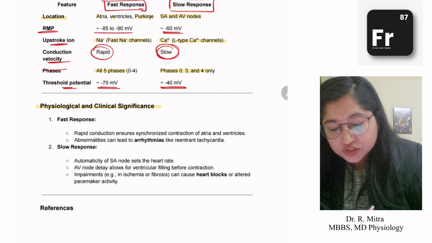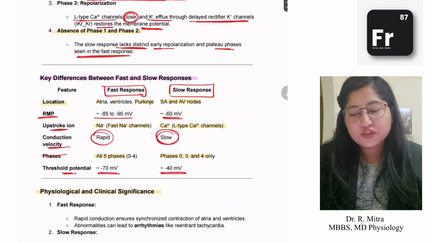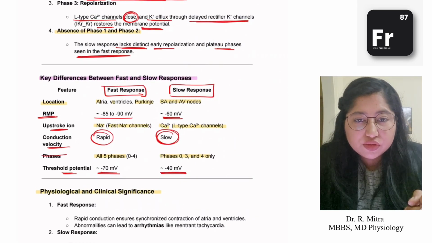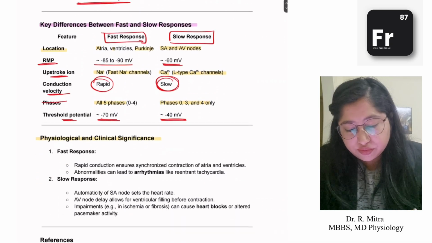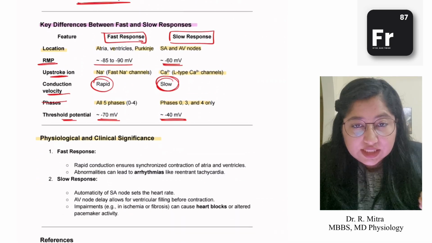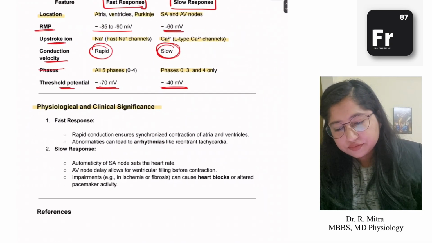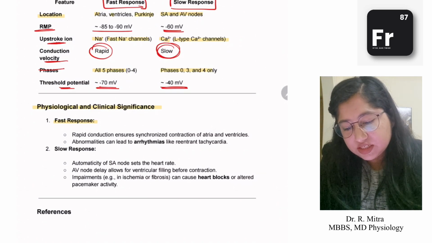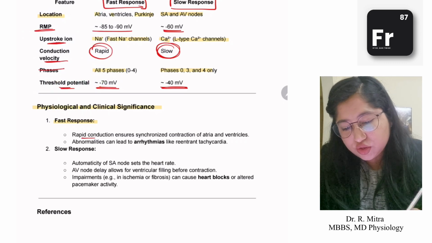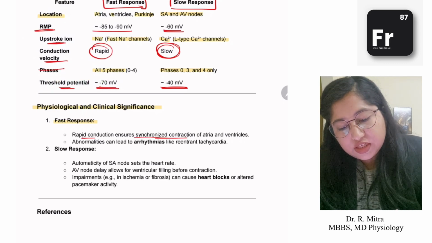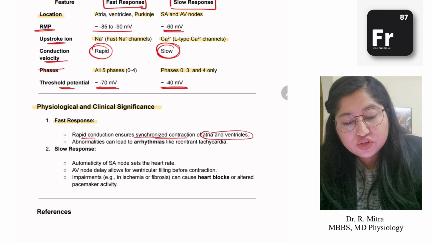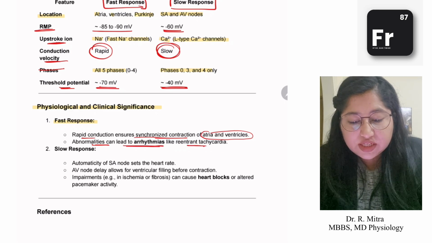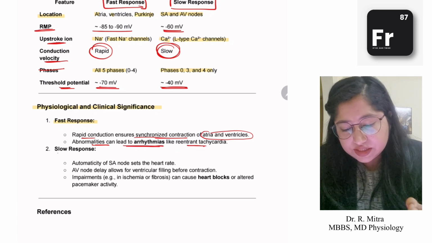Now coming to the physiological and clinical significance. Whenever you answer a question on fast response and slow response, it's always good to end your answer with its physiological and clinical significance. Now coming to fast response, there is rapid conduction that ensures synchronized contraction of the atria and ventricles, and abnormalities can lead to arrhythmias like re-entrant tachycardia.